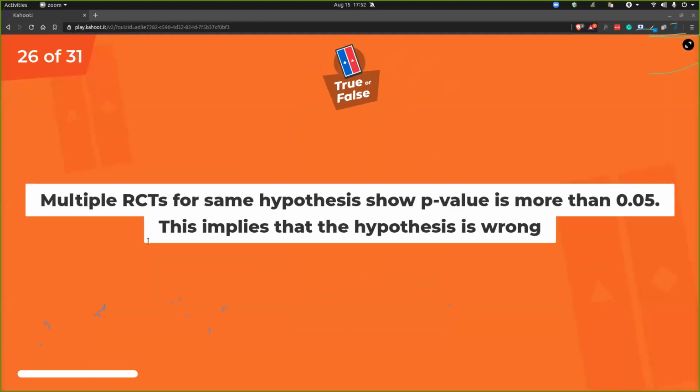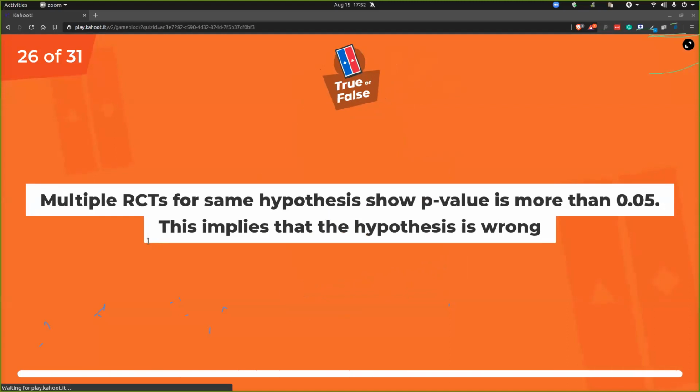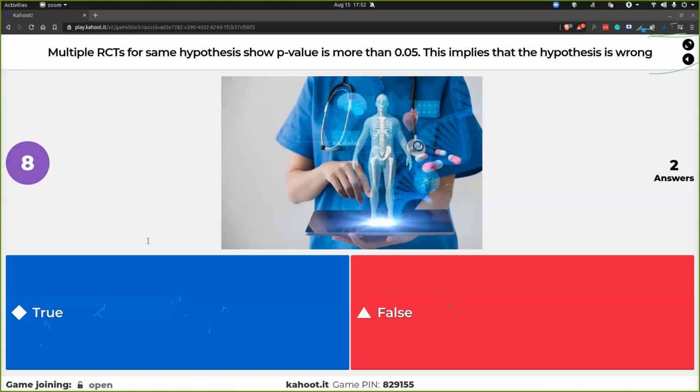Okay, multiple randomized controlled trials for the same hypothesis show the p-value is more than 0.05. This implies the hypothesis is wrong.